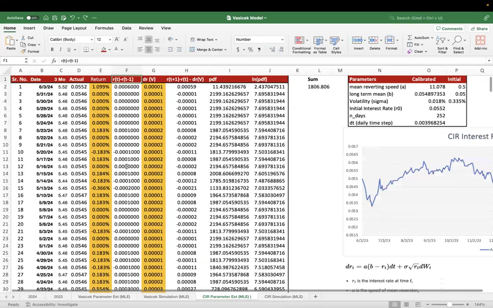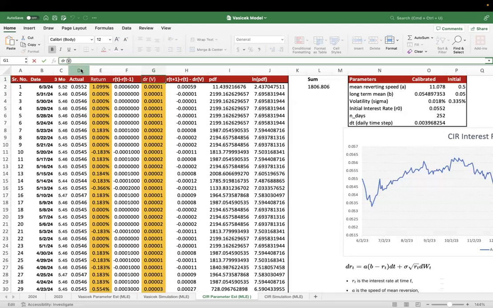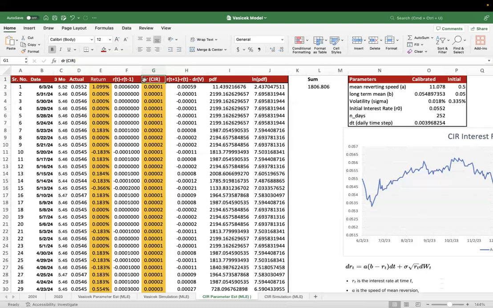Okay, this formula will just use the change in interest rate, and just drag it down. Now what we'll do is we'll model the dr using this equation, a times (b minus rt) dt. One thing I want all of you to understand is that there are two schools of thought. One says to take the complete equation, which is a times (b minus rt) dt plus sigma square root of rt dwt.